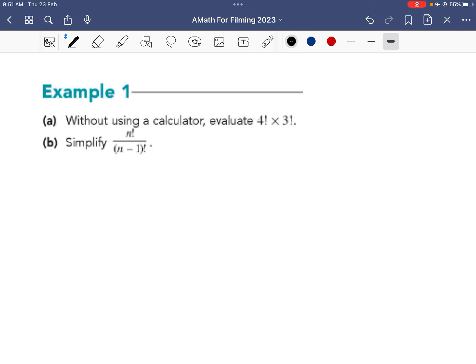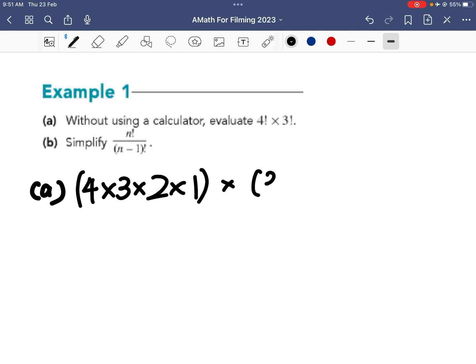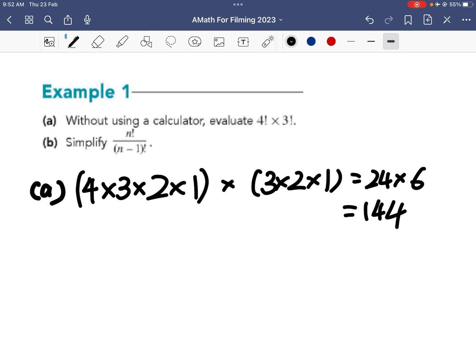Okay, so now for example 1, what we want is 4 factorial times 3 factorial. 4 factorial is 4 times 3 times 2 times 1, and 3 factorial is 3 times 2 times 1. We just go all the way to 1 itself. So in this case, what we get is 24 multiplied by 6. We'll get 144.